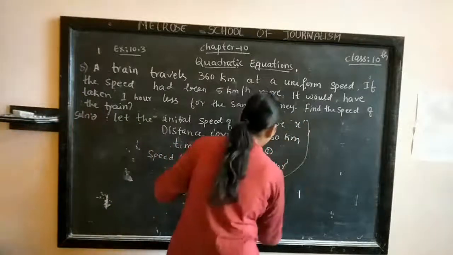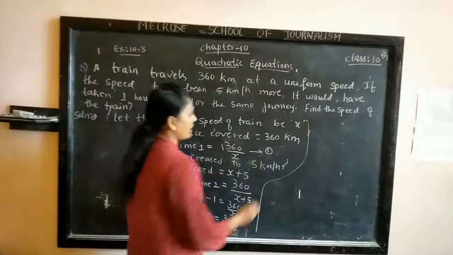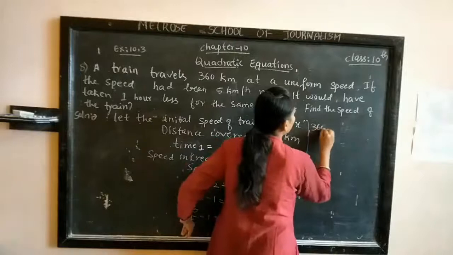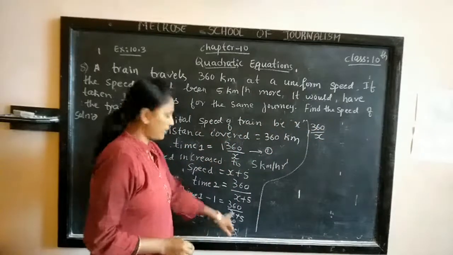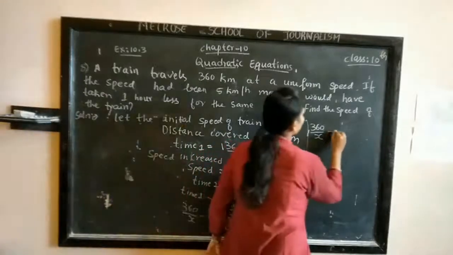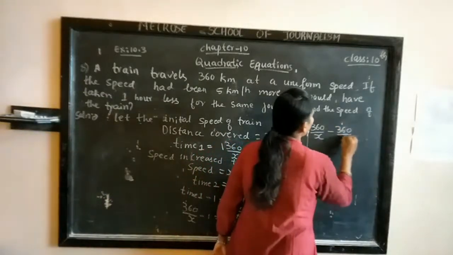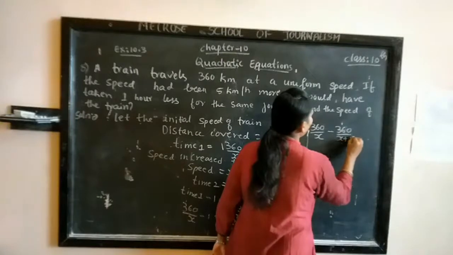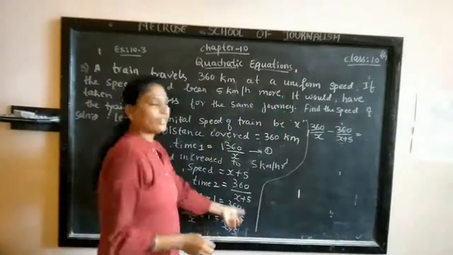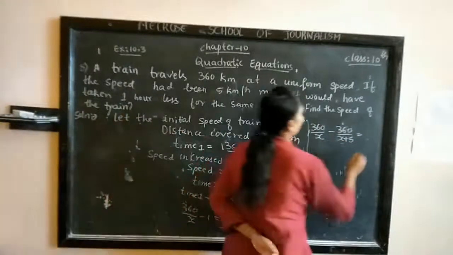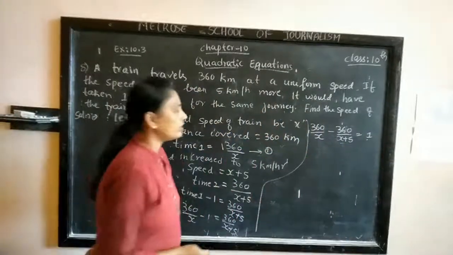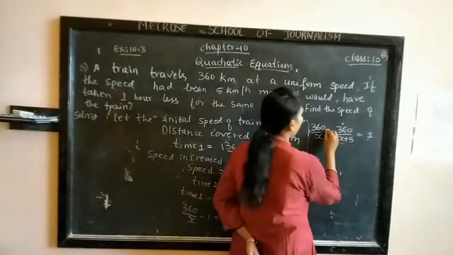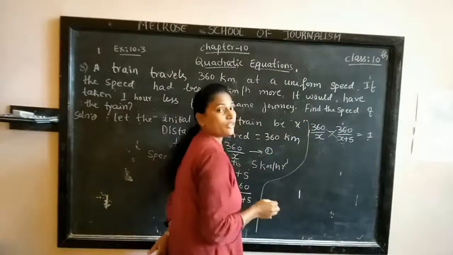Just interchanging the terms and keeping 360 by x as it is, and bringing this 360 by x plus 5 to the LHS, it becomes minus 360 divided by x plus 5 is equal to this minus 1. When it goes to RHS it becomes plus 1. Understood? Now I am doing cross multiplication because we need to take the LCM.